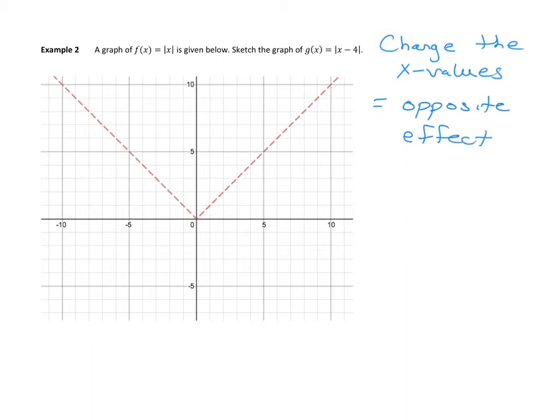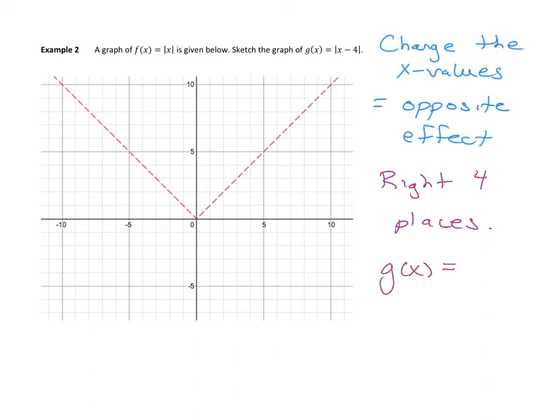So it's tempting to think that, okay, this graph is going to move 4 places left because subtracting goes this way. But actually, this graph is going to go right 4 places. And the question is, well, why does that happen?